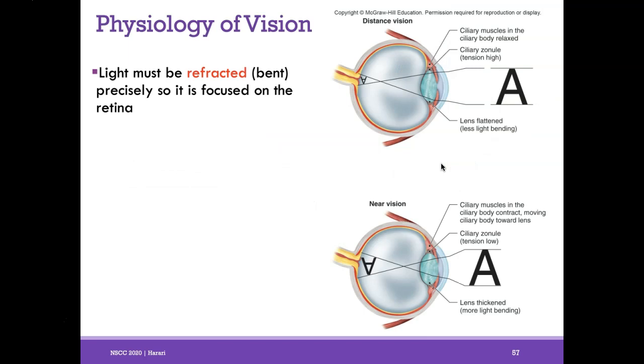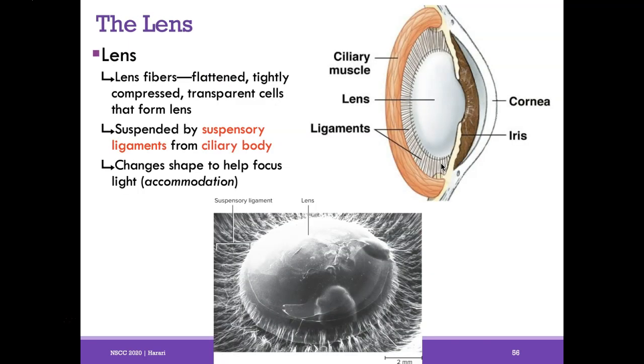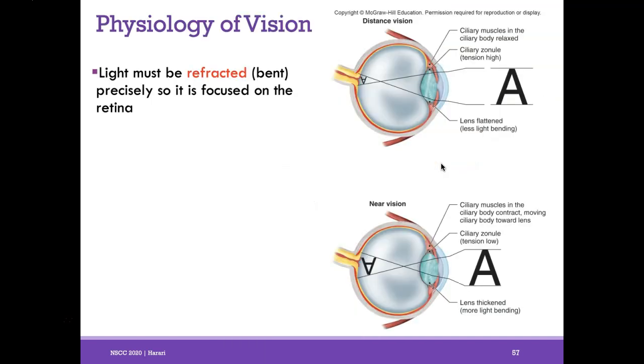So we need to be able to accommodate. We have to be able to use accommodation depending on what we're looking at, so light can be refracted perfectly on the retina. So what vision is doing, right? Light is being bent so it gets focused precisely on the retina, specifically in an area that's rich with the photoreceptors that we'll talk about in a bit.